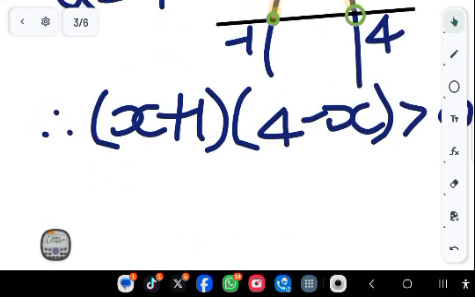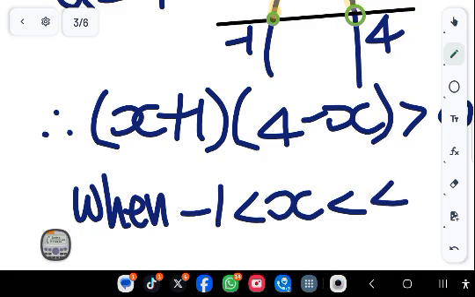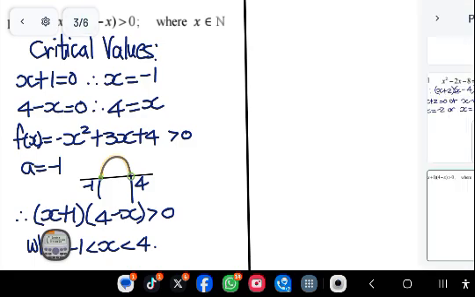When our x is between, and not including the endpoints, -1 and 4. And that's how you solve that inequality. Next question.